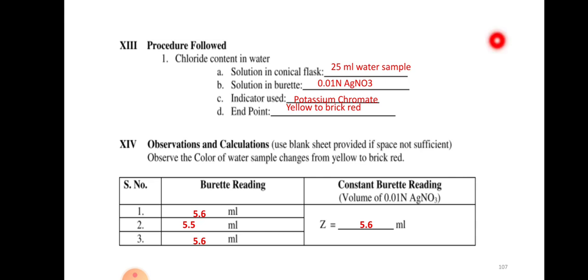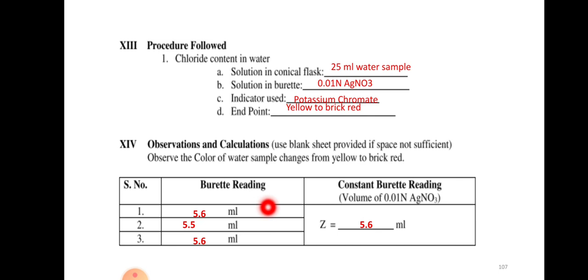How are we going to perform it? First, we take 0.01 normal AgNO3, that is silver nitrate, in a burette, and 25 ml of water sample in a conical flask. As indicator, in the water sample we add potassium chromate. When we add potassium chromate, the color changes to yellow, and we add silver nitrate till this yellow color becomes red. This is called the end point.